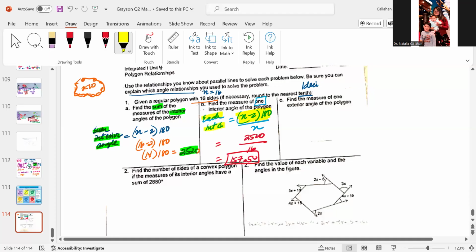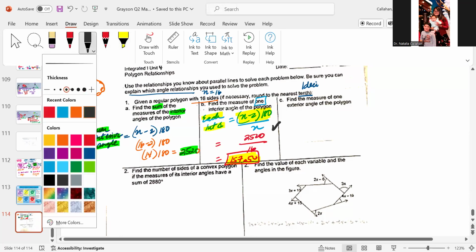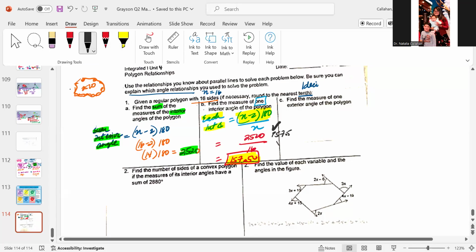So one of those interior angles is this, right? If I have one of these angles, if I want to find the sum of all the angles, don't I just take this and times it by 16? Does that make sense? Before we divide it, I just times it. What I would need to do is take 157.5 times 16. And that answer has to be this one right there, right?